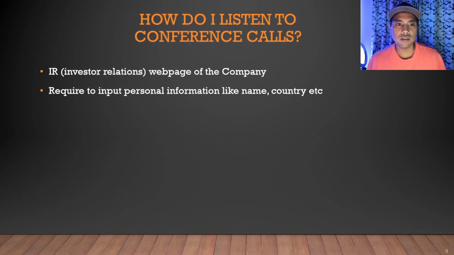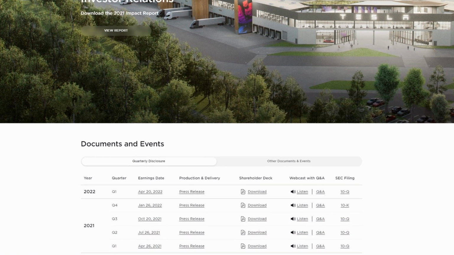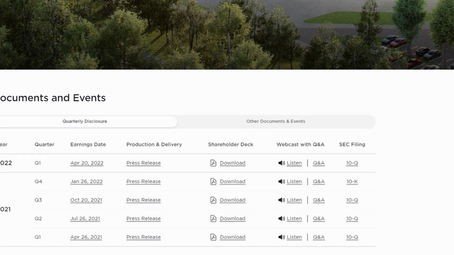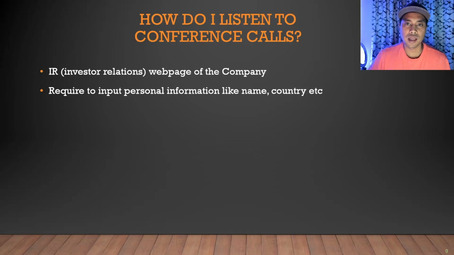The last part to this is, how do you listen to the conference calls? Well, that's pretty easy. You just go to the investor relations page of the company, and there'll be a button there which will take you to the conference call. You can listen to it live, you just have to log in and then wait. Some calls take about an hour to 2 hours depending on how much they talk through the financials and all the other company information. If you do log in, you will be required to input some personal information, like your name and the country that you're listening from.